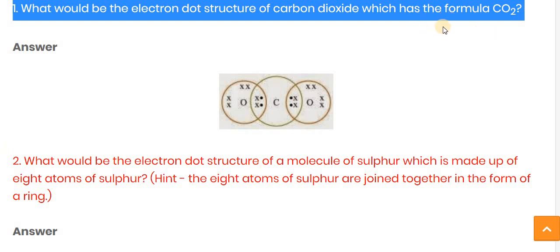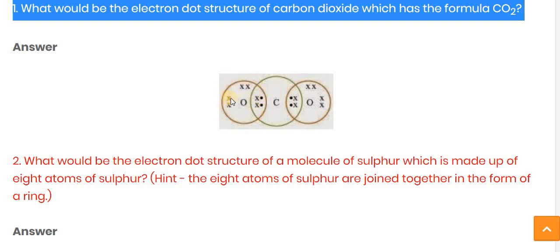For that, we need to know the valency of the carbon and oxygen atoms. Here you can see one atom of carbon and two atoms of oxygen. The carbon valency is 4 and the oxygen valency is 6. Here you can see these dots denote the carbon valency, which is 4. For the completion of the carbon valence, it requires 4 more electrons. Those 4 electrons come from the oxygen, because the oxygen valency is 6.